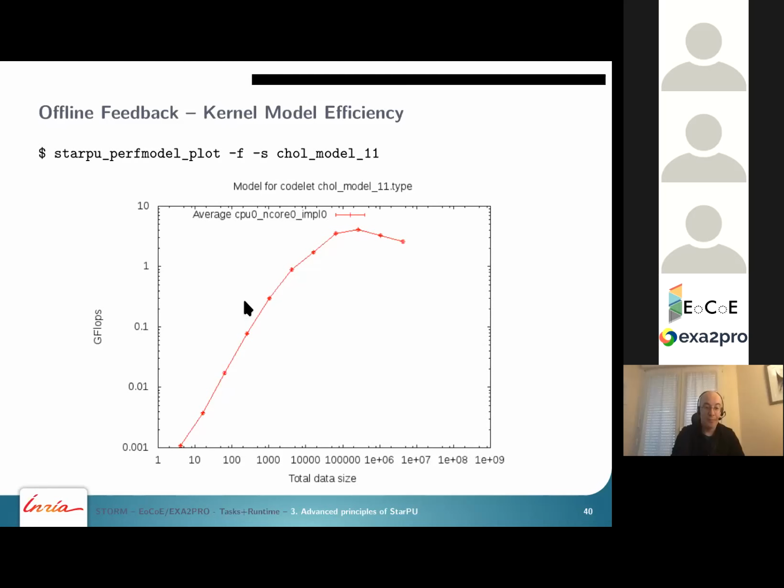And so, for instance, here for the Cholesky decomposition, we see that for small matrix sizes, it's really not efficient, and then it gets more and more efficient for bigger sizes. So we see that, yes, these tile sizes are probably interesting for the CPU. So this is the kind of feedback that is interesting for the user to have an insight into how performant the implementation is.